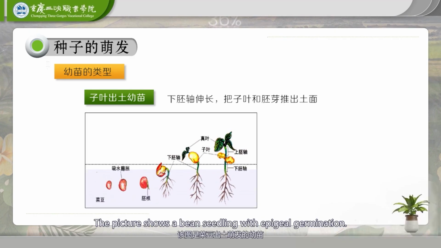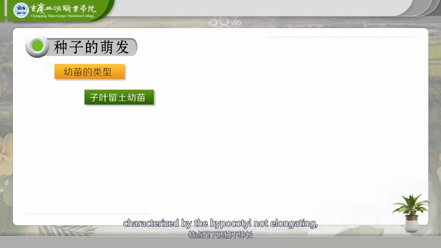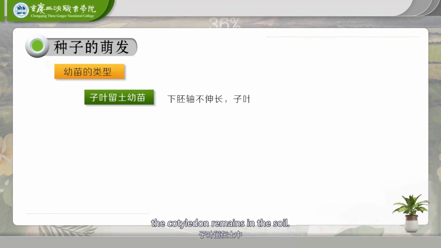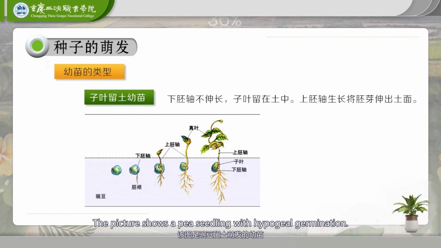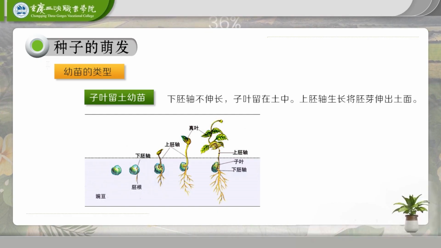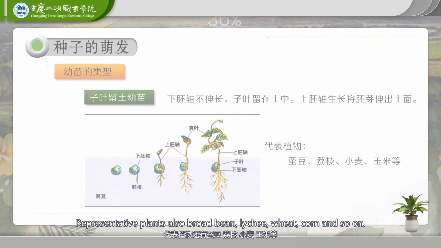The picture shows a bean seedling with epigeal germination. Other representative plants include soybeans, cotton, rapeseed, and cucurbits. Hypogeal germination is characterized by the hypocotyl not elongating, so the cotyledon remains in the soil. Epicotyl growth pushes the plumule above the soil surface. The picture shows a pea seedling with hypogeal germination. Representative plants also include broad bean, lychee, wheat, corn, and so on.